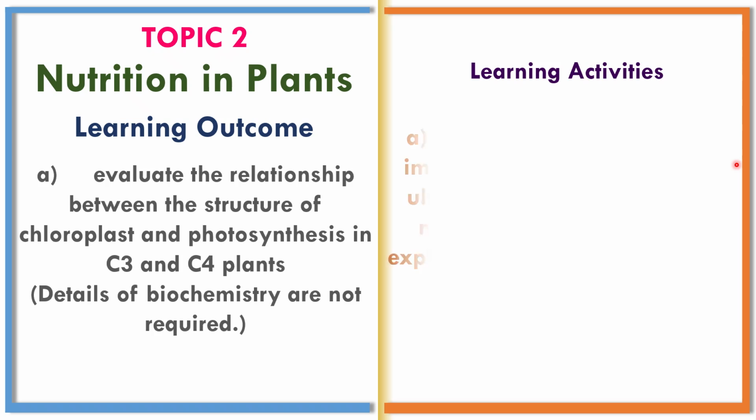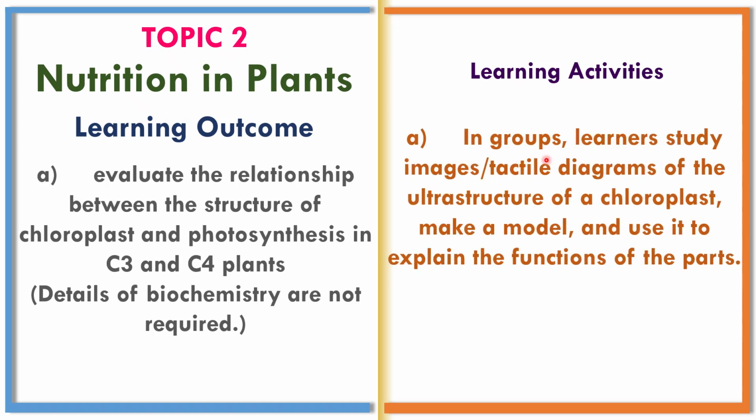Learning activity A. In groups, learners study images and tactile diagrams of the ultrastructure of a chloroplast. Make a model and use it to explain the functions of the parts. Let's start with the ultrastructure of a chloroplast and functions of its parts, item 1. We shall start by observing chloroplast ultrastructure.